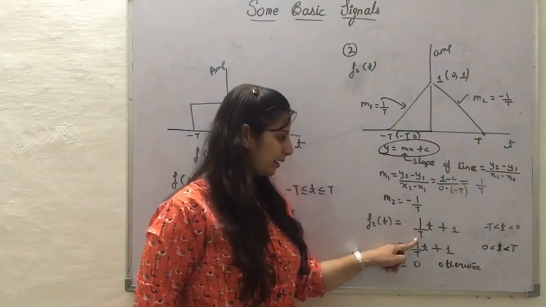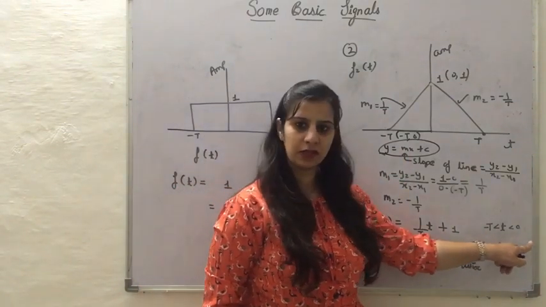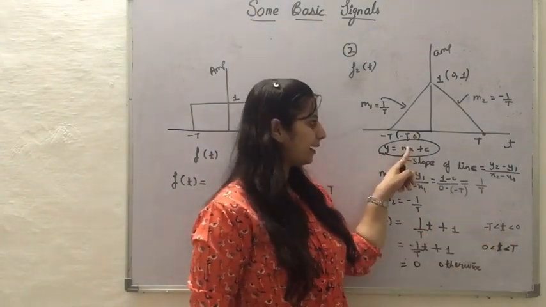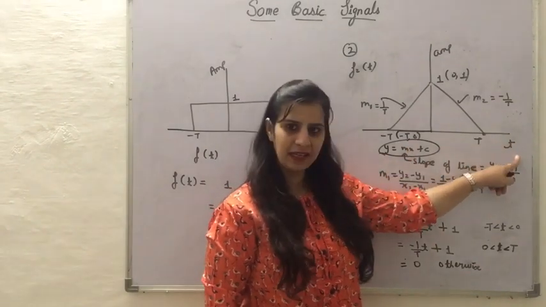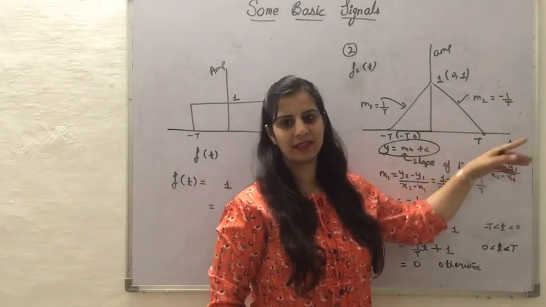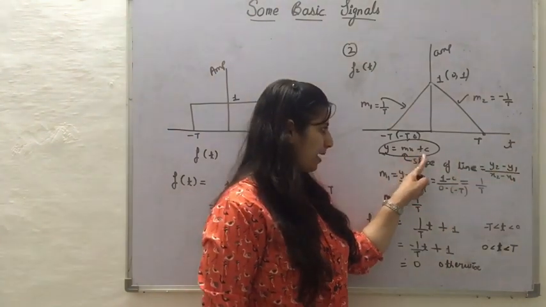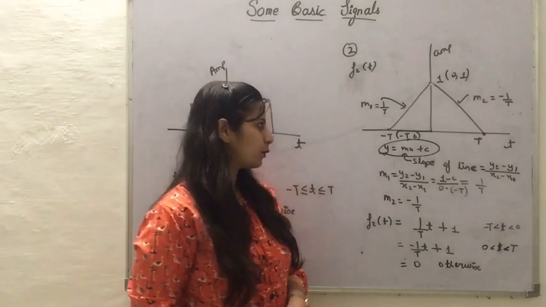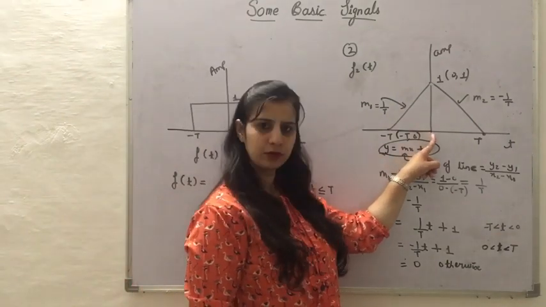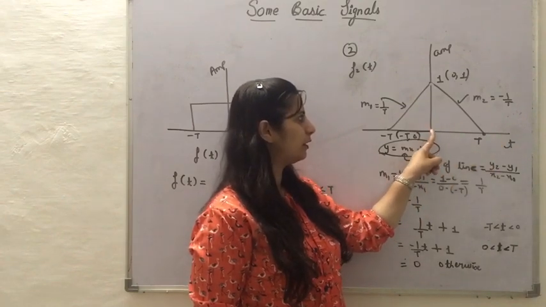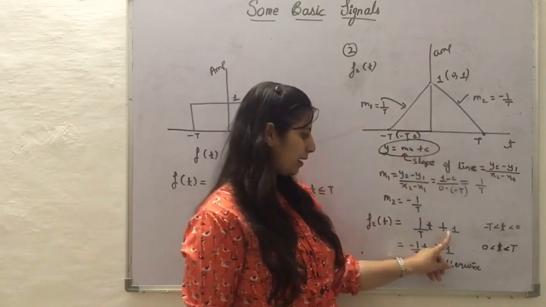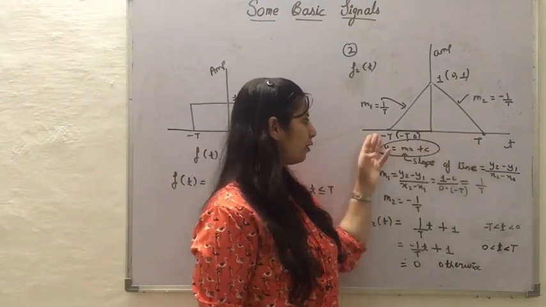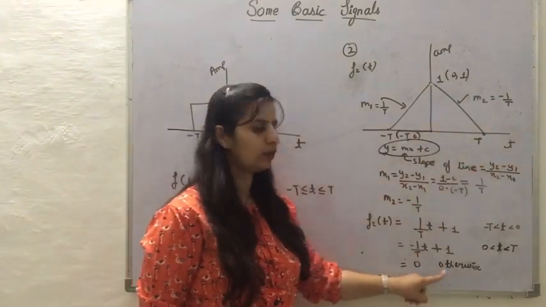So the slope is 1 by t from minus t to 0, and the slope is minus 1 by t from 0 to t, and in place of x we are writing t because it is the t-axis that we are considering on the x-axis, plus c. Now c is the value when the x-axis is equal to 0. So we can see here when x is equal to 0 or when t is equal to 0, the value here is 1. So that is why plus 1 in both the equations. And other than this duration, the value of this signal is 0. So it is 0 otherwise.